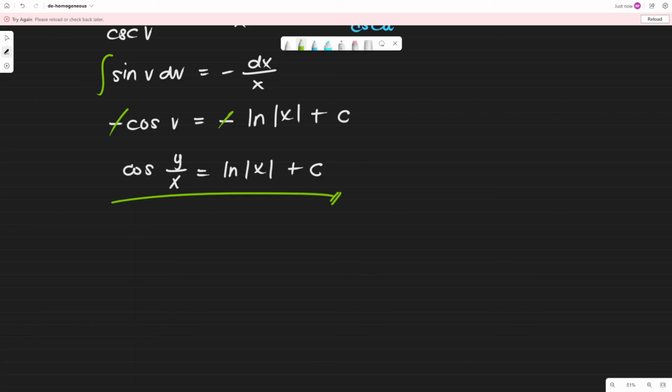So next meeting, we will discuss solutions of first order differential equations by exact solution, or when we have an exact equation.